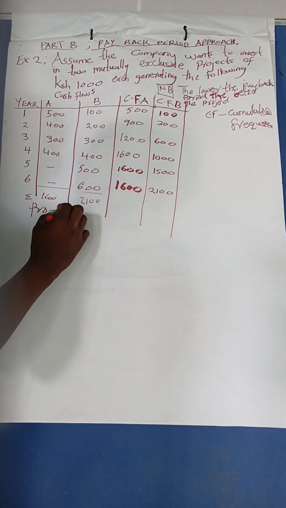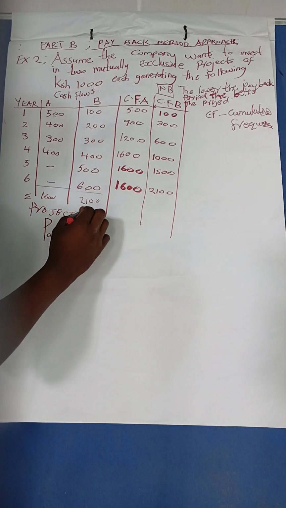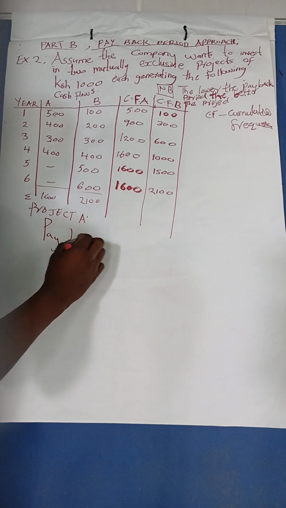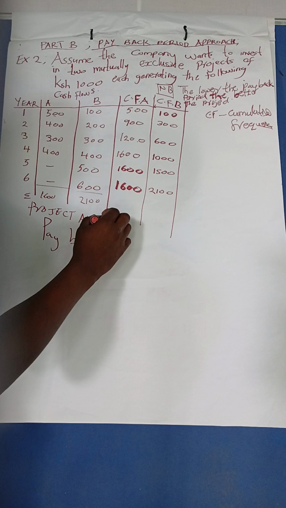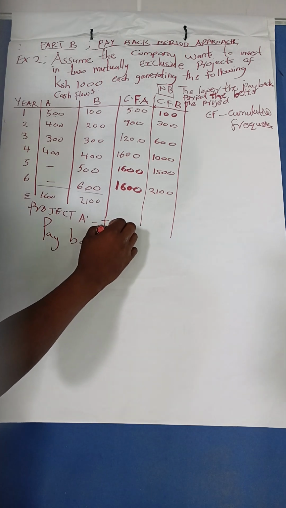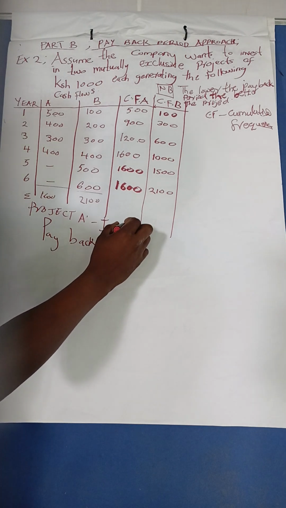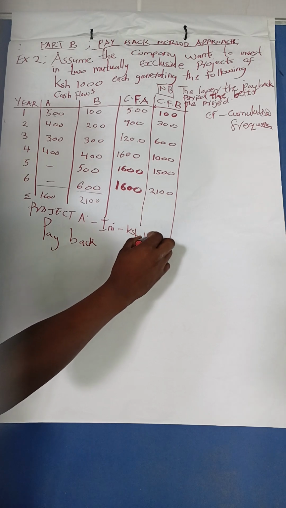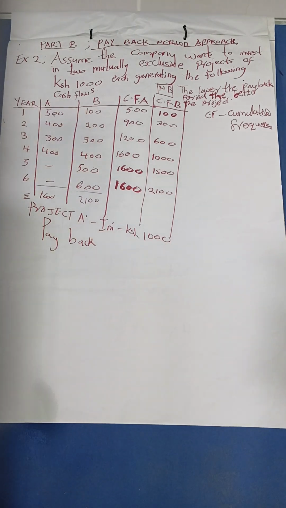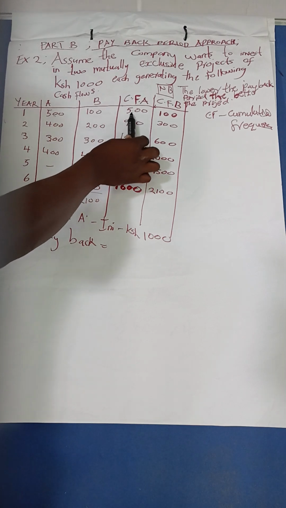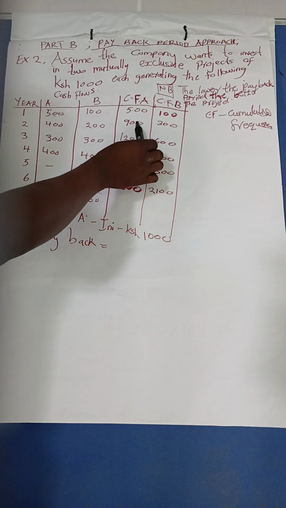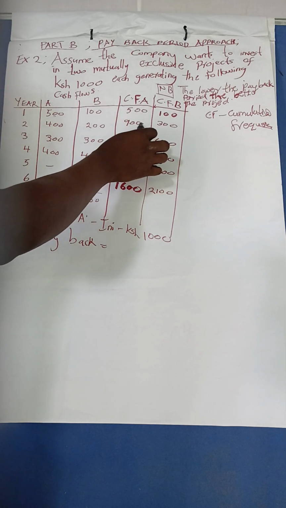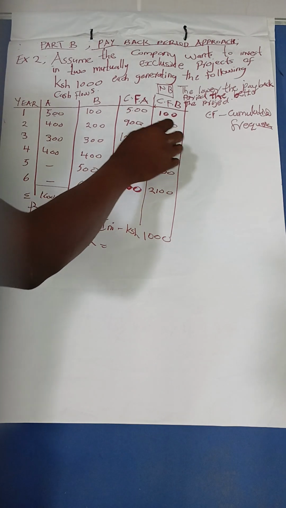So project A, I will say payback period that will take us to get project A. Remember the initial cost we have what? 1000 Kenyan shillings. So I will go to project A. Now I'm in the column cumulative frequency of project A. Where can I recover the 1000? I can say I will recover 9000 here. So we recover in the third year.